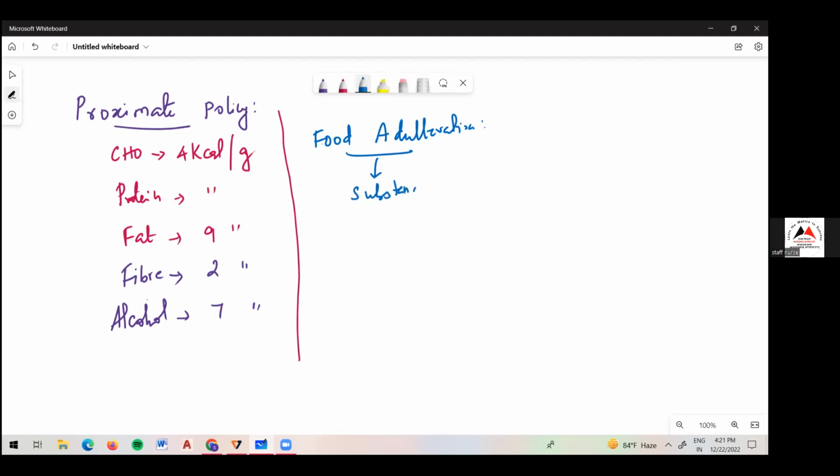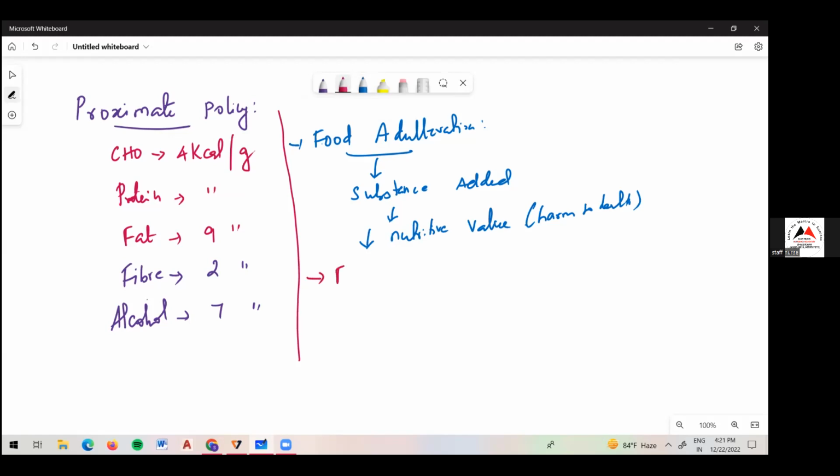Substances are added that reduce the nutritive value. For example, adding brick powder to chili powder, it becomes unhealthy. That kind of thing is called adulteration, which reduces nutritive value and sometimes harms health. That is called food adulteration.